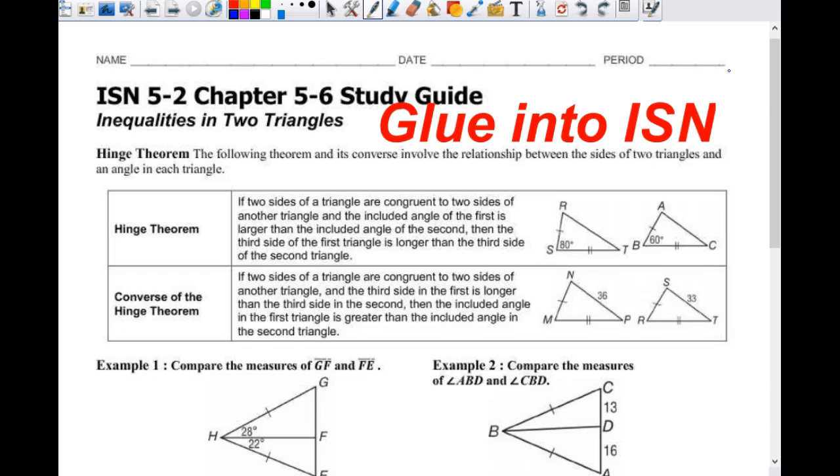Okay, do you see how the red's the same? Do you see how the blue's the same? See how the blue's the same? The red and blue are the same. But what's different is this angle, right?